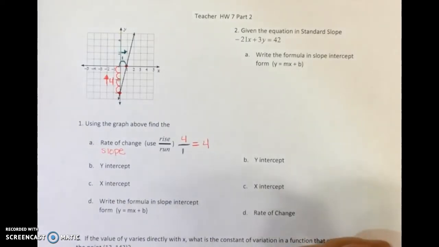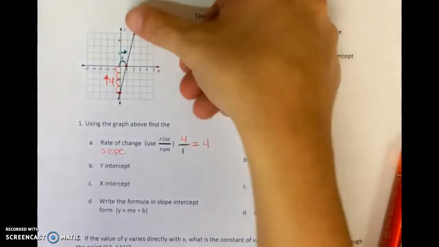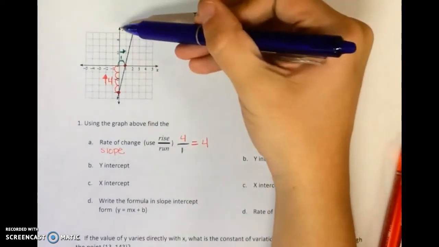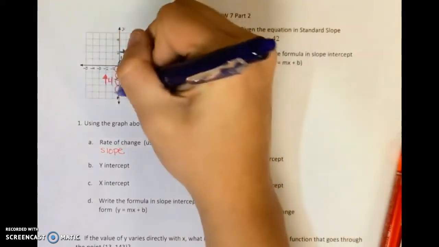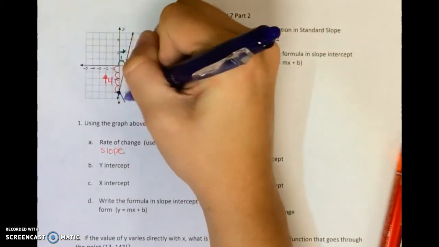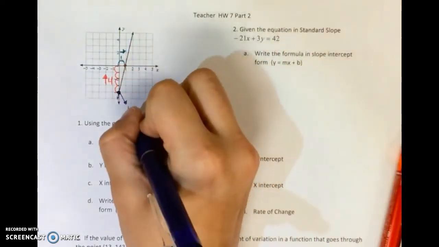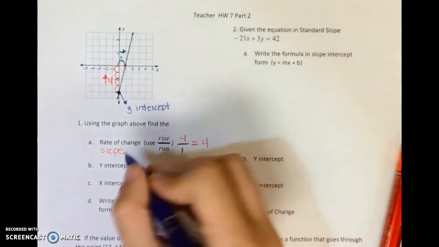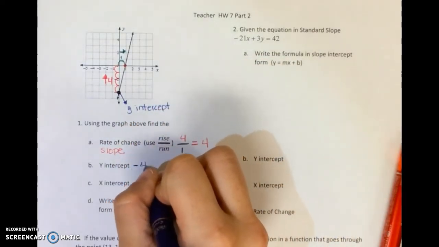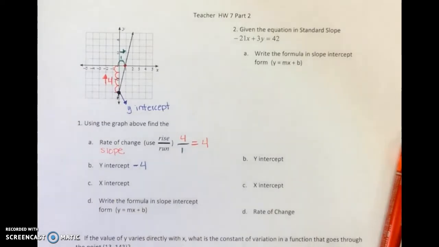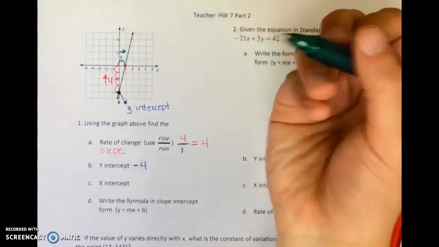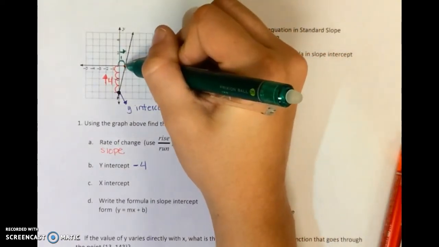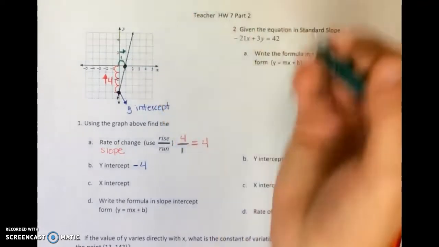The y-intercept. The y-intercept is where the line crosses the y-axis. So I'm looking at the y-axis. I'm going to follow it all the way to where the line crosses, and that happens right here at -4. That is my y-intercept. For the x-intercept, that happens whenever it crosses the x-axis. So you go over to the x-axis, you see where the line is crossing, and that happens right here at 1.